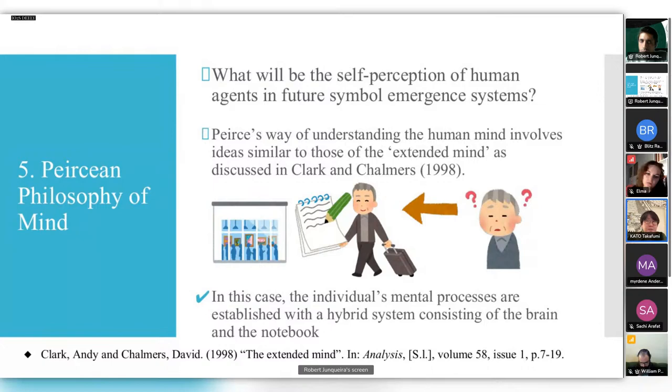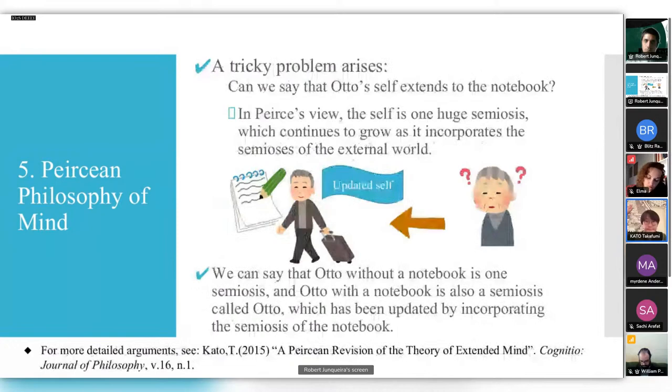The example of Otto and his notebook is used here in accordance with the paper that first presented the theory of extended mind. But even without such an example, if one thinks about the way smartphones are used in everyday life, the idea that mental processes are established, including those outside our head, will be accepted as a natural one. However, a tricky problem arises when the theory of extended mind intersects with the concept of the self. Even if mental processes may extend outside the head or body, can we really say that the scope of what we can call self is also extended?